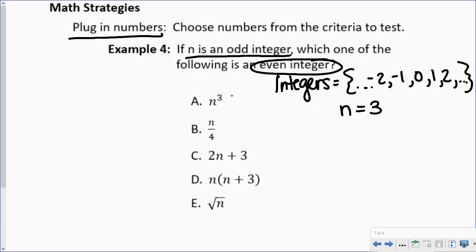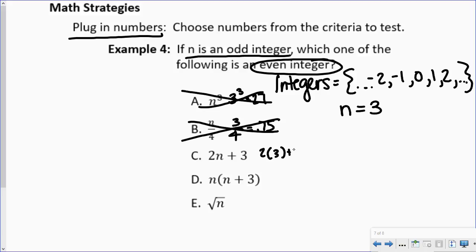Okay, so if I do 3 to the third, what is that? That's 27. Nope, that's not even. We do 3 over 4, that's 0.75, which is not even an integer. Decimals and fractions are not integers. So that's out. So 2 times 3 plus 3, that's 6 plus 3 is 9. Nope, not an even integer. Then I plug in 3 here. 3 times 3 plus 3, that's 3 times 6, which is 18.